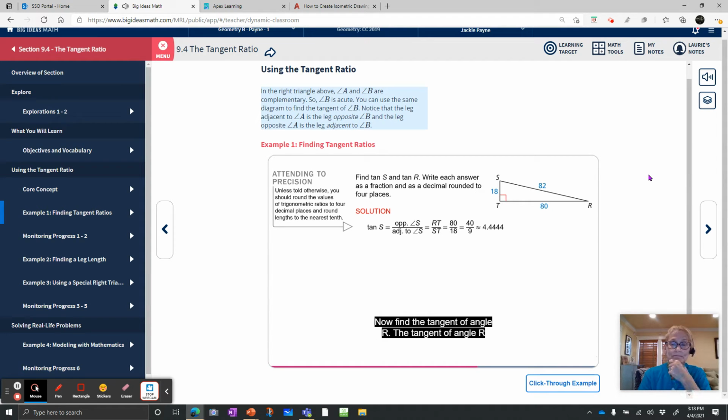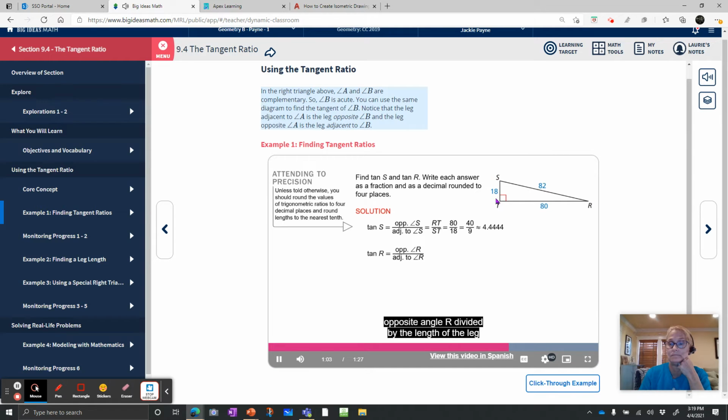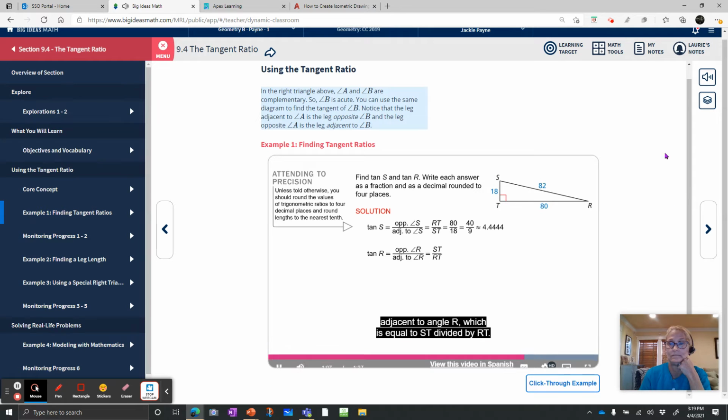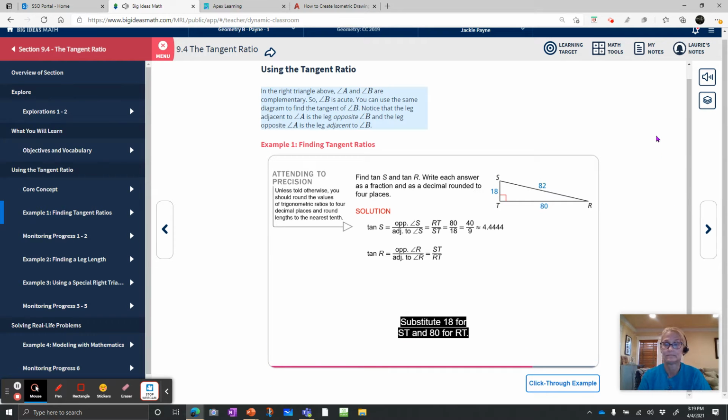Now find the tangent of angle R. The tangent of angle R is equal to the length of the leg opposite angle R divided by the length of the leg adjacent to angle R, which is equal to ST divided by RT. Substitute 18 for ST and 80 for RT. So the tangent of angle R equals 18 divided by 80, which equals 9/40, or 0.2250.